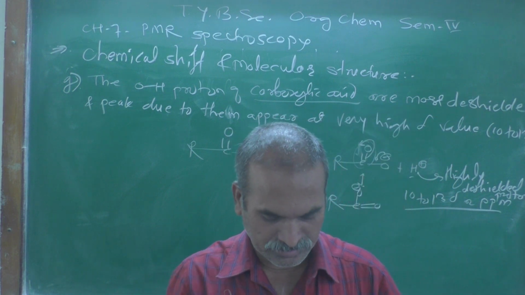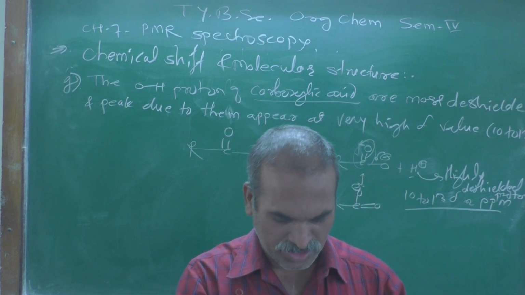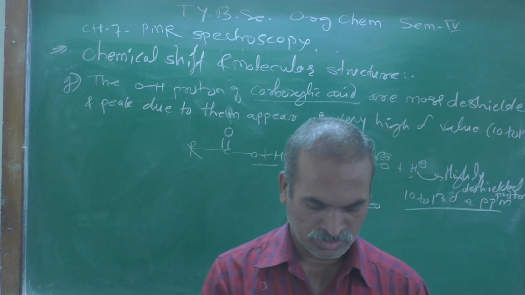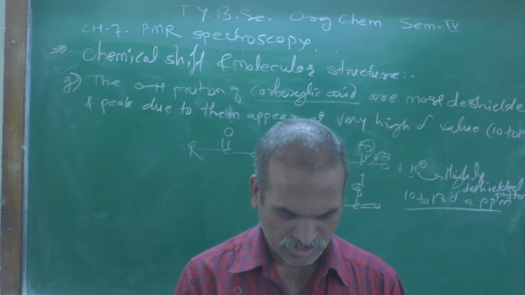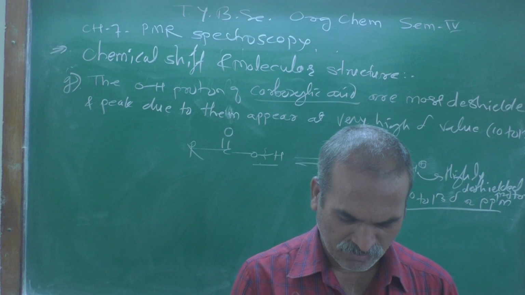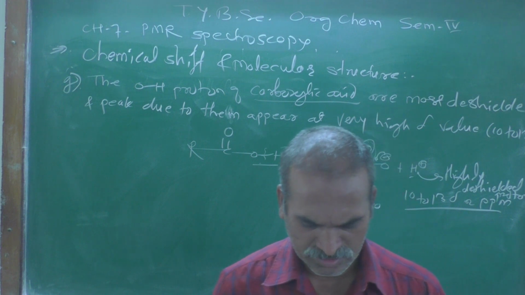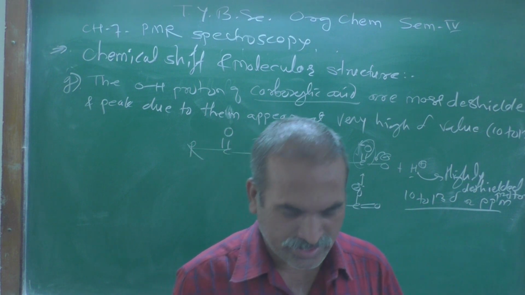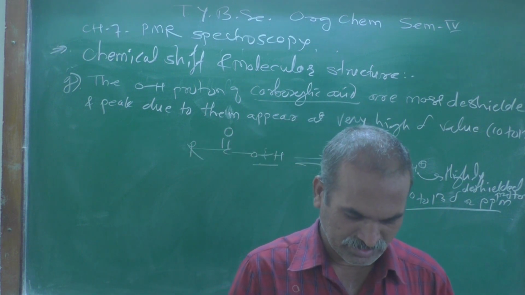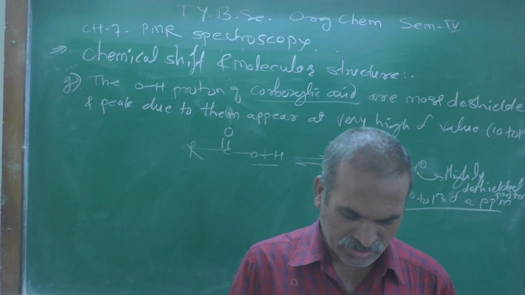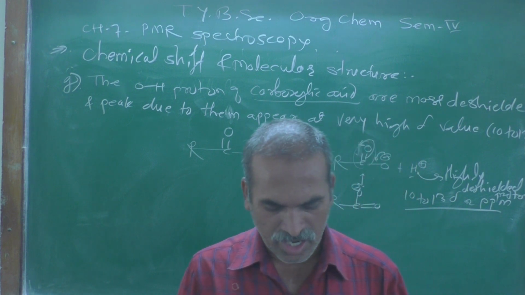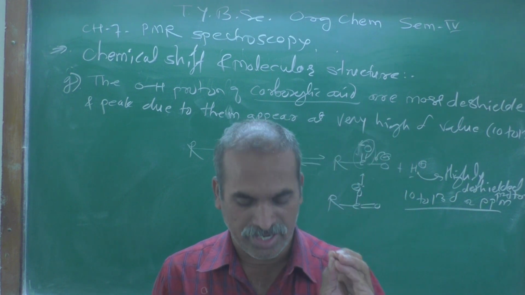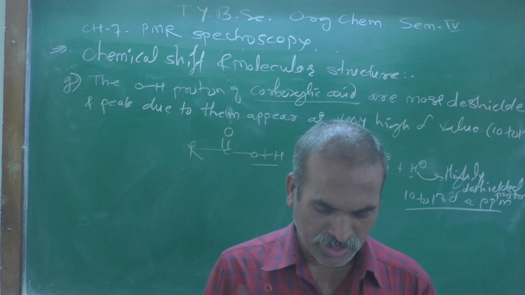Due to the dissociation, the proton H plus is formed, which has no circulating electron around it, and is as good as a naked or bare proton.